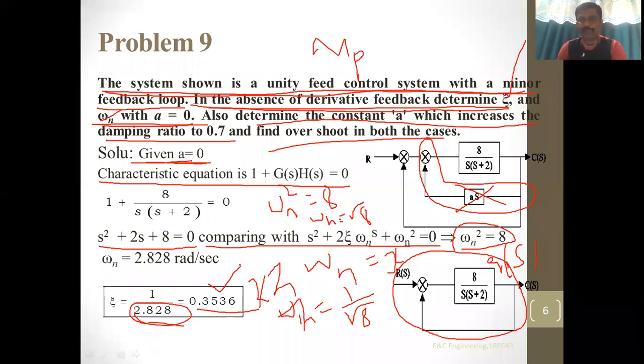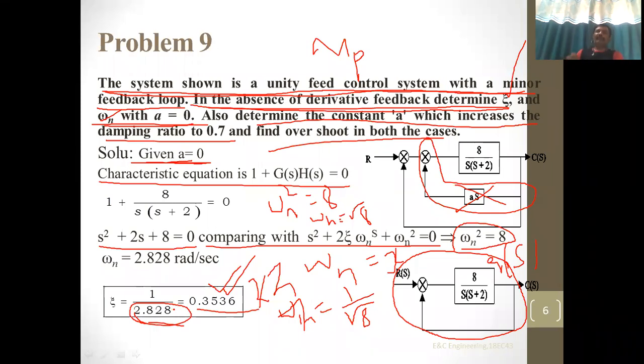Now what have we evaluated? We evaluated the value of xi and omega n in the absence of a. When a is equal to 0, what is xi? Xi is 0.3536 and omega n is root of 8, that is 2.828. Sorry, this is the first case.